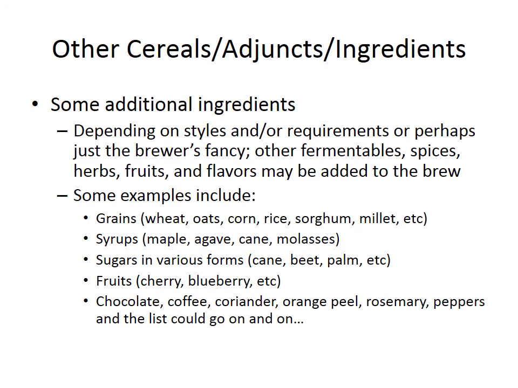Finally, I talk about a couple of other cereal adjuncts and ingredients that might be in there. Again, depending on styles, you can find herbs and spices. You can find different grains. You might find sugars in other forms, sugars coming from maple trees, from cactus, from sugar cane. You might find fruits and fruit juices in various styles. You can also see spices and such as chocolate, coffee, coriander, orange peel, rosemary. John Pinkerton at Moon River was awarded a gold medal for his rosemary IPA. Peppers, both roasted and raw, and again, the list could go on and on.